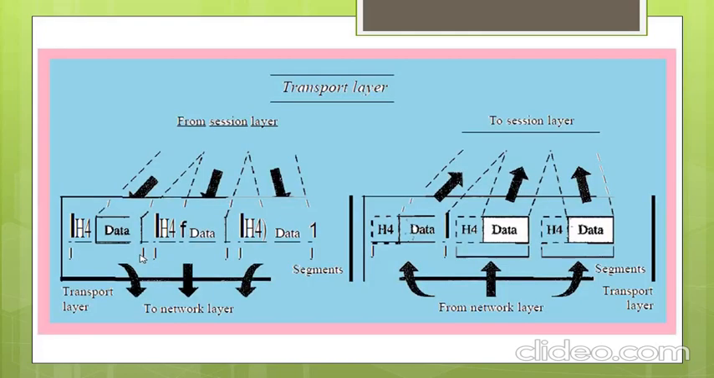So this is the diagram of a transport layer. The data comes from the session layer to the transport layer, and from there it goes to the network layer at the transmitting end. At the receiving end, data goes from the network layer to the transport layer, and from there it goes to the session layer.